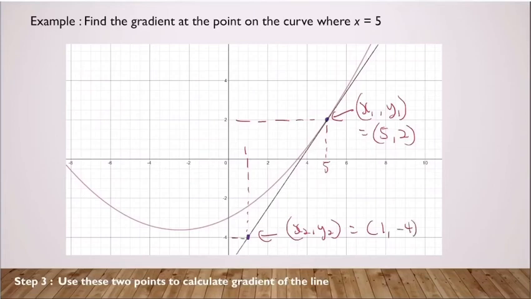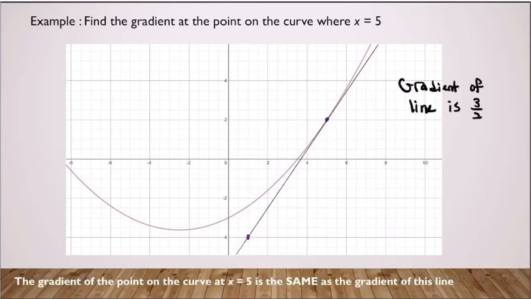So once you have this, apply the formula for gradient, which is y2 minus y1. So -4 minus 2, be careful with the negative, over x2 minus x1, 1 minus 5. And the gradient of the line is 3/2.